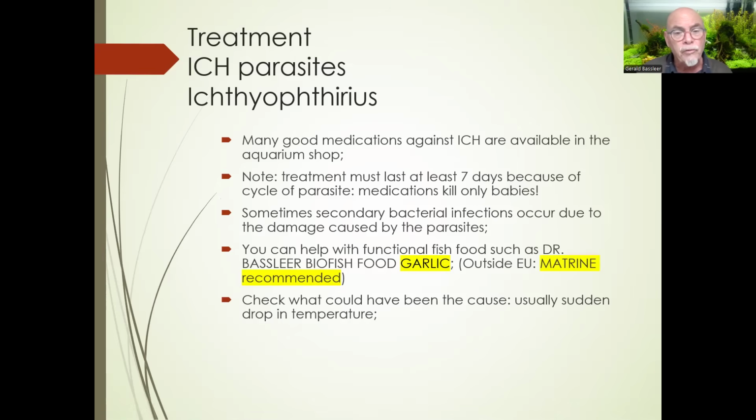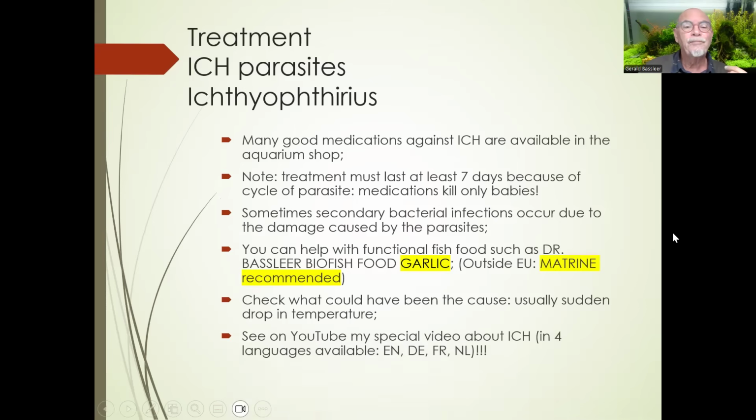Check what could have been the cause. Usually a sudden drop in temperature causes the big fish to become vulnerable to white spot infection. Drops in temperature due to air conditioning, open windows, or water changes with too cold water. Because white spots are always around, it's not always an infection. Just when the fish is weakened, then it can become an infection. See on YouTube my special videos on ick. I will give the links below in the description where you can see them. Details on white spot disease.